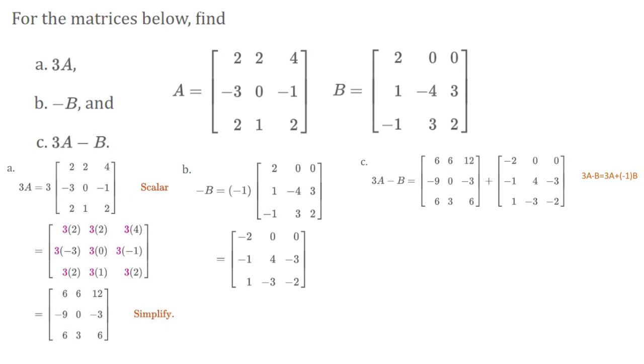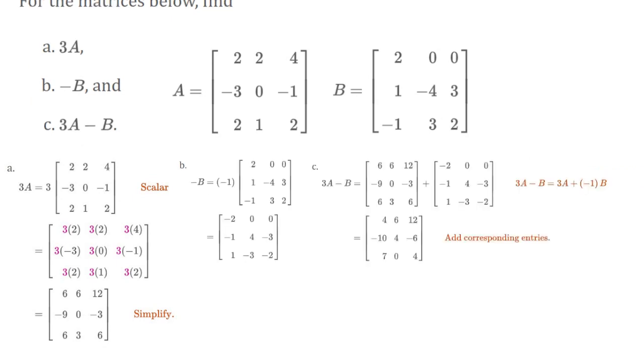So this is element row 1, column 1 has to be added with row 1, column 1 of the other matrix. Okay, so it's element with element. So you see here, we're going to add 6 plus a -2 is going to give me a 4. 6 plus 0 is 6. 12 plus 0 is 12.